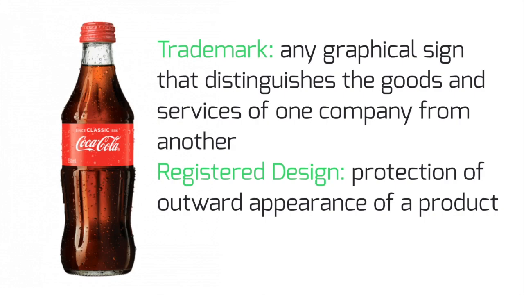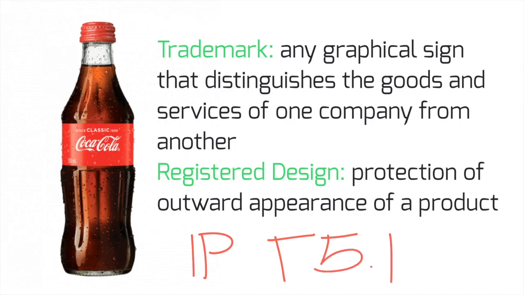Okay, so trademark and registered design are actually two methods of protecting your IP. IP stands for intellectual property, and it's covered more in depth in topic 5.1, which is about innovations. So, a trademark is any graphical sign, which could be images, logos, or any colors, that distinguishes the goods and services of one company from another.